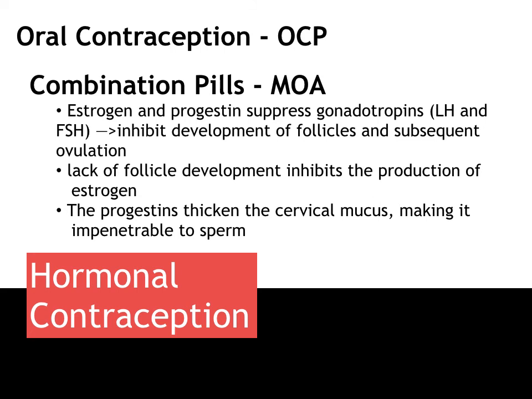So we discussed how estrogen and progestin are suppressing gonadotropins, which helps inhibit development of follicles and helps inhibit ovulation. Because of the lack of follicle development, that's inhibiting production of estrogen, and then the progestins are helping to thicken cervical mucus to make it inhospitable for sperm. This is mechanistically what we know is happening with the contraception pills. And the suppression of the gonadotropins is via the negative feedback loop that I'm sure you all are familiar with, based on the normal physiology of negative feedback.